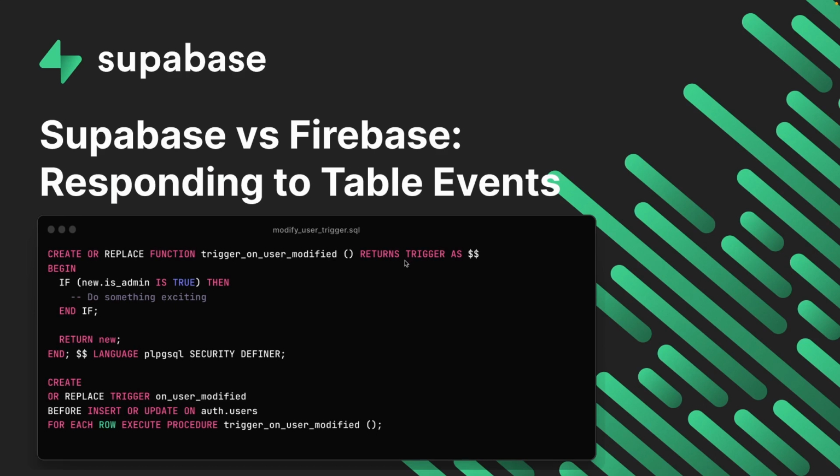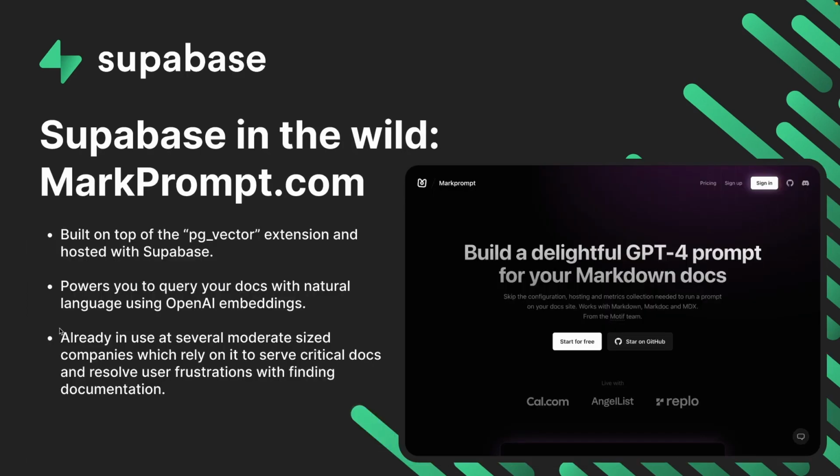However, the Supabase platform sort of empowers you to go all in on SQL and understand your database as best as you can. So, Supabase in the wild. We've talked about it a lot, but who's actually using it? First up, we have MarkPrompt. It is built on top of the PG vector extension that I talked about earlier. It lets you store embeddings in Postgres that you can then use for natural language similarity search. This is already in use at a few moderate to large size companies, such as Cal.com, AngelList, and Replo. And this empowers you to query your documentation and ask it questions.